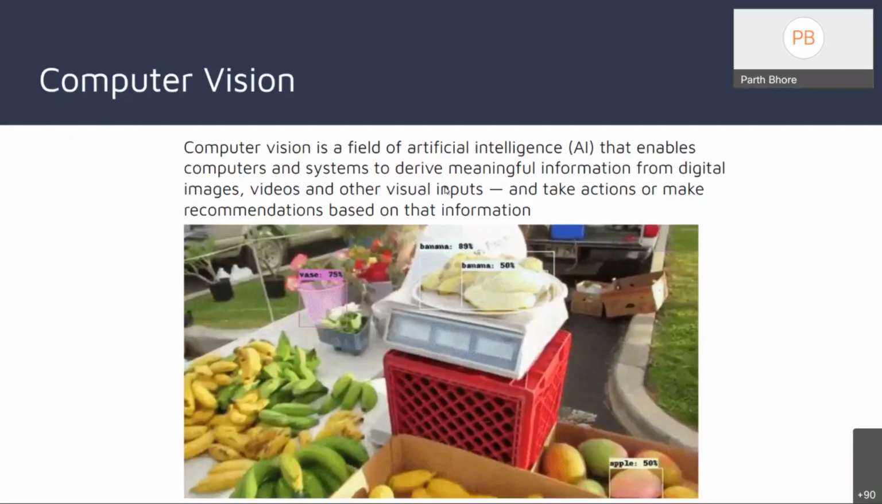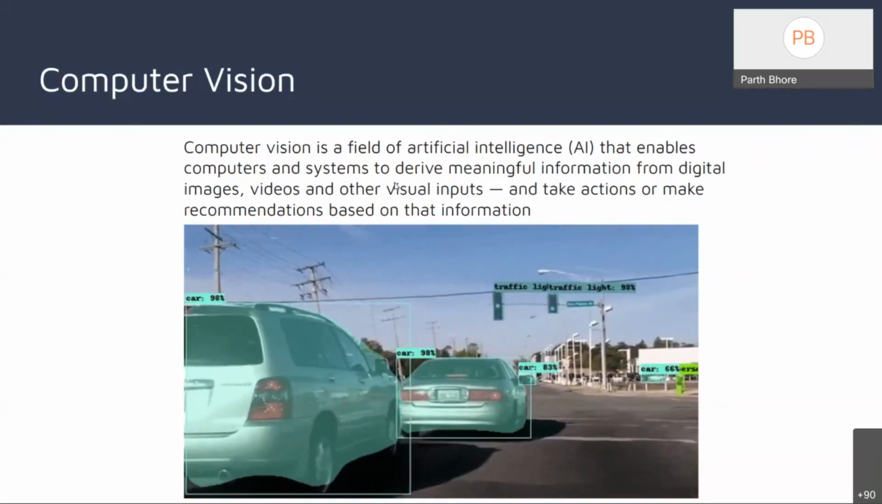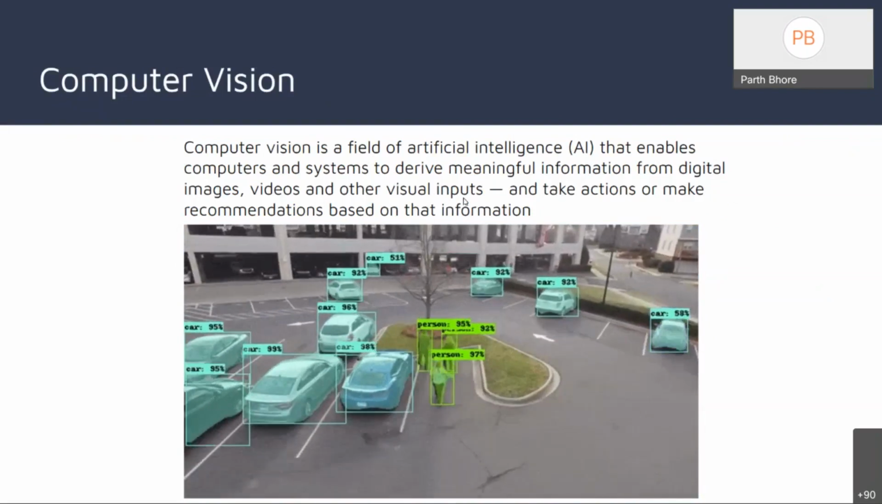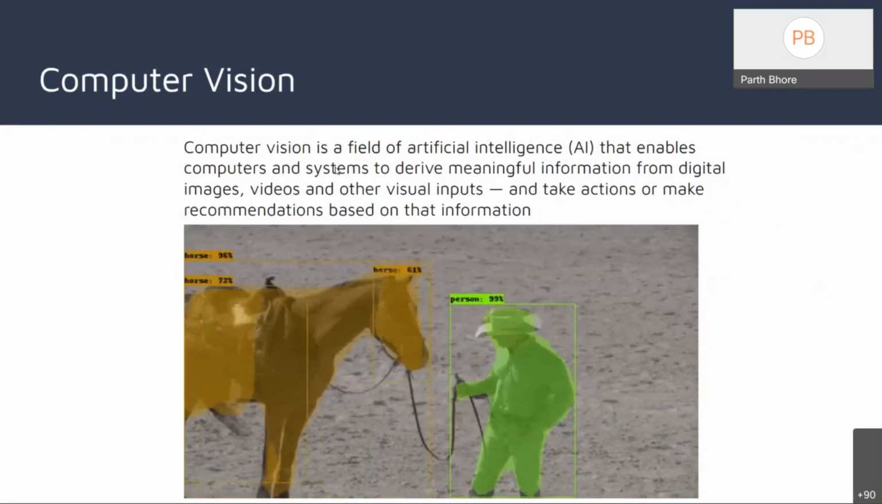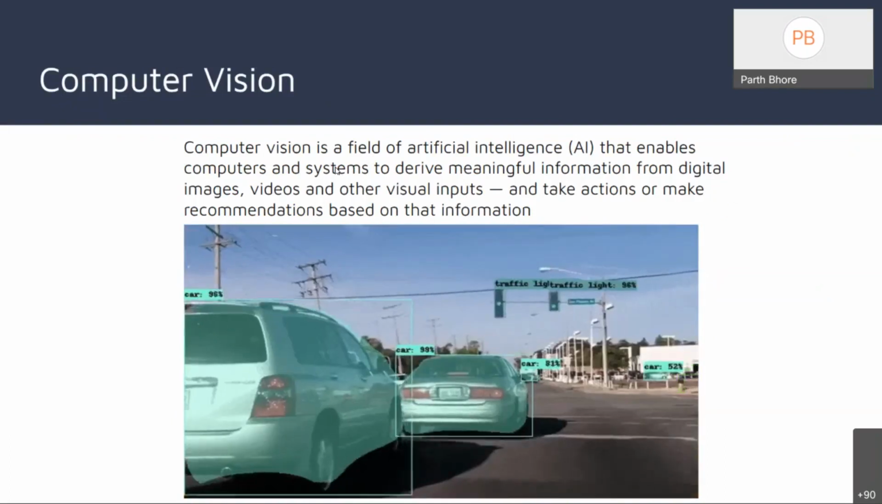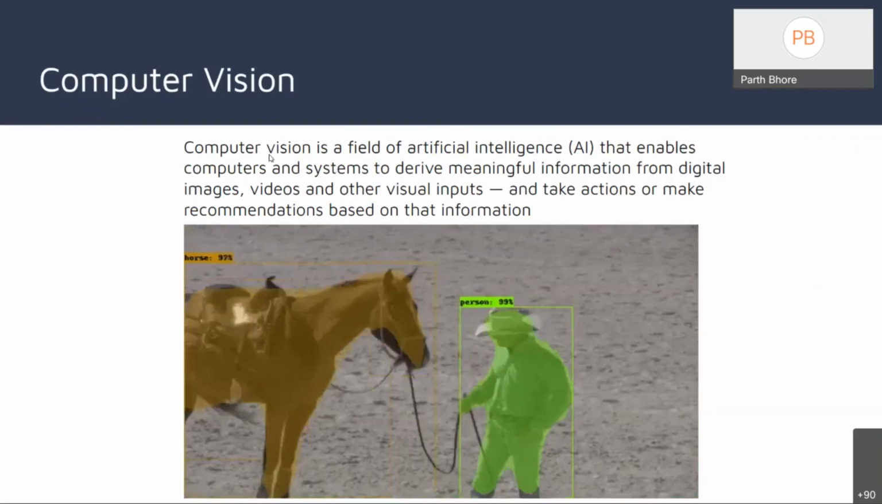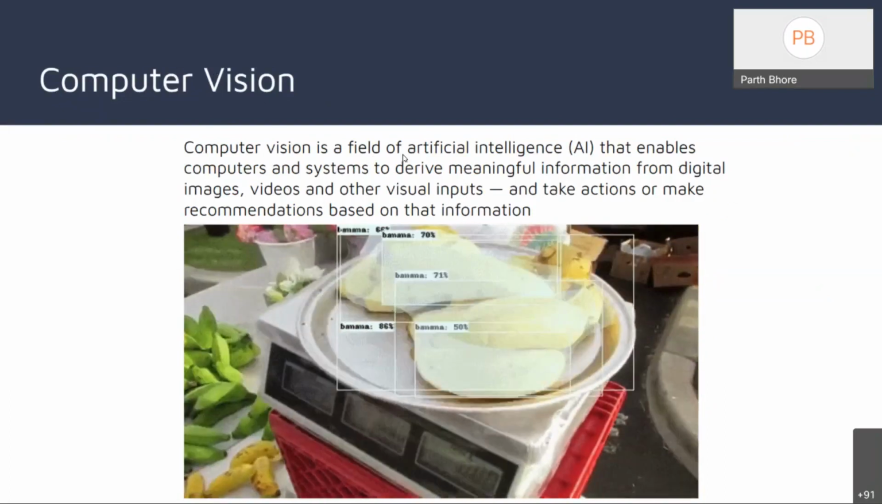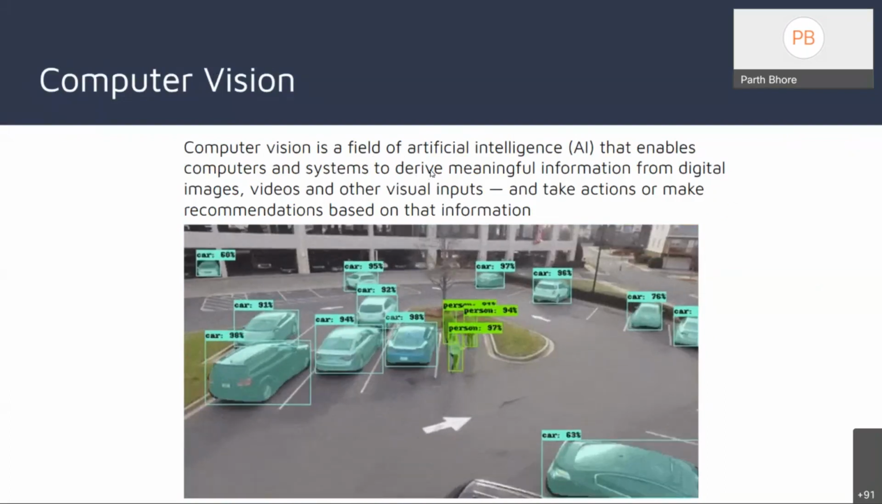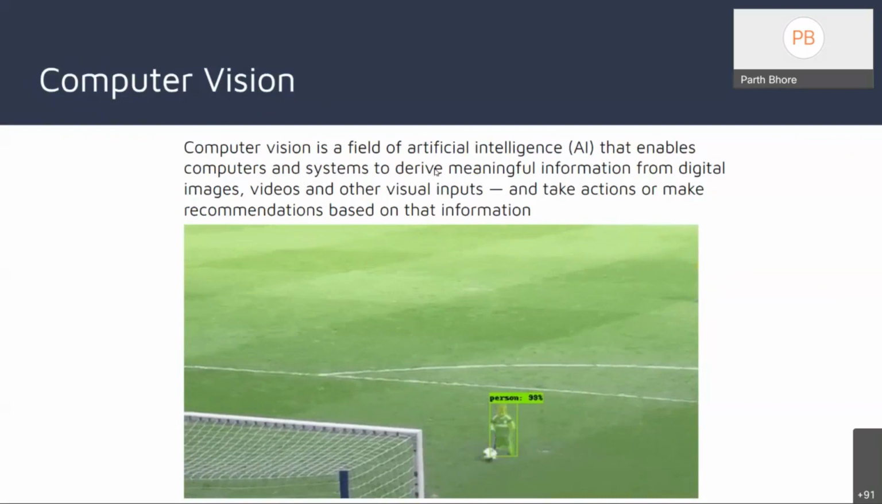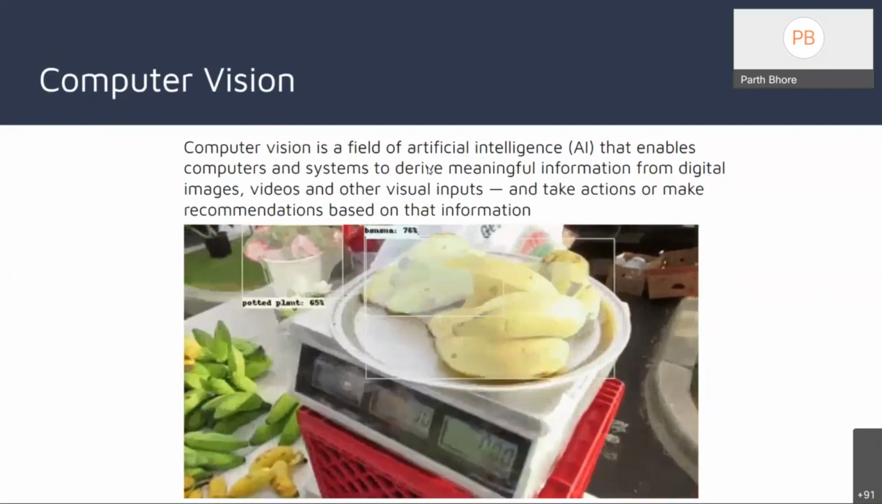So now we discussed supervised learning, unsupervised learning, and reinforcement learning. And now we will see two more important fields of machine learning. One of them is computer vision. So what is computer vision? It deals mainly with images, videos, and graphics.